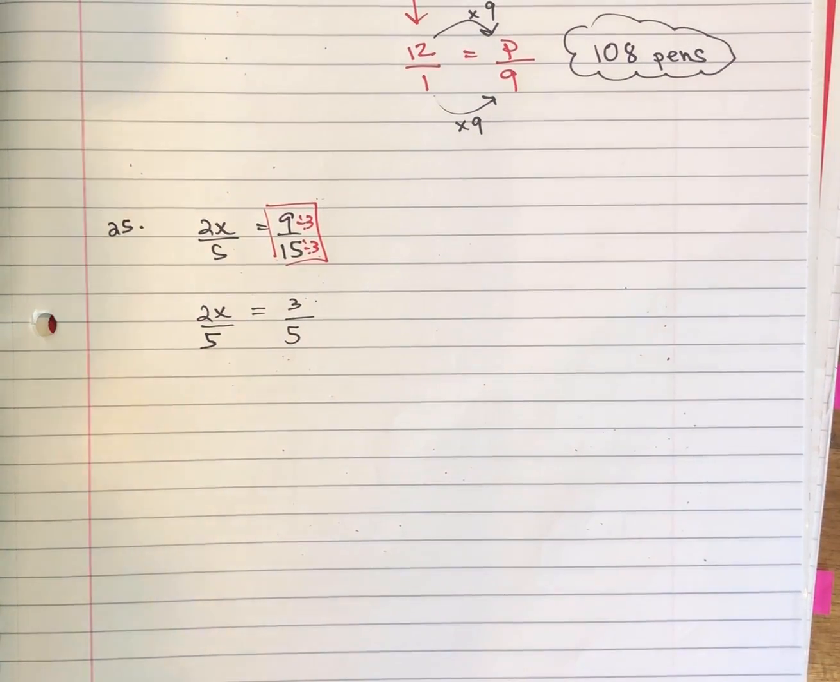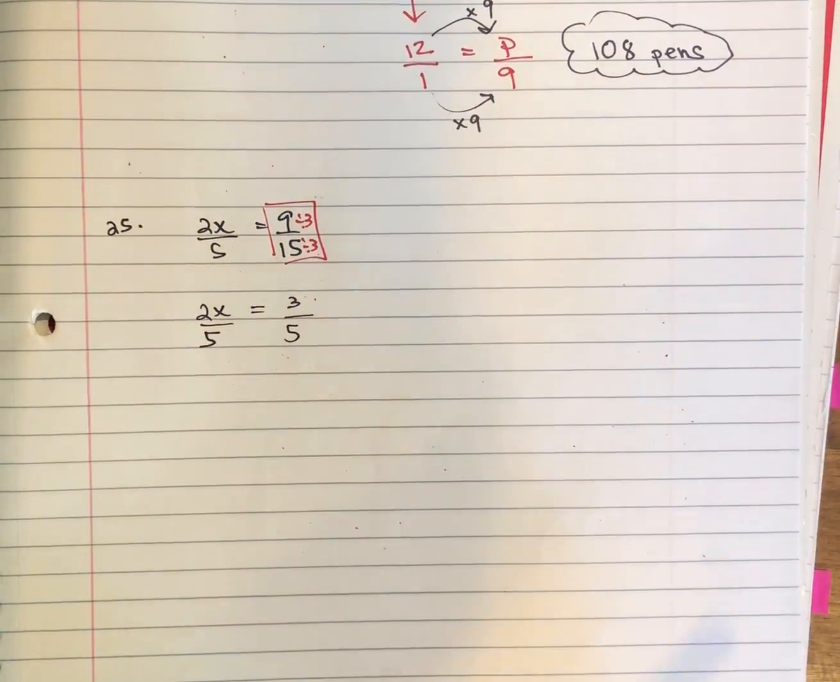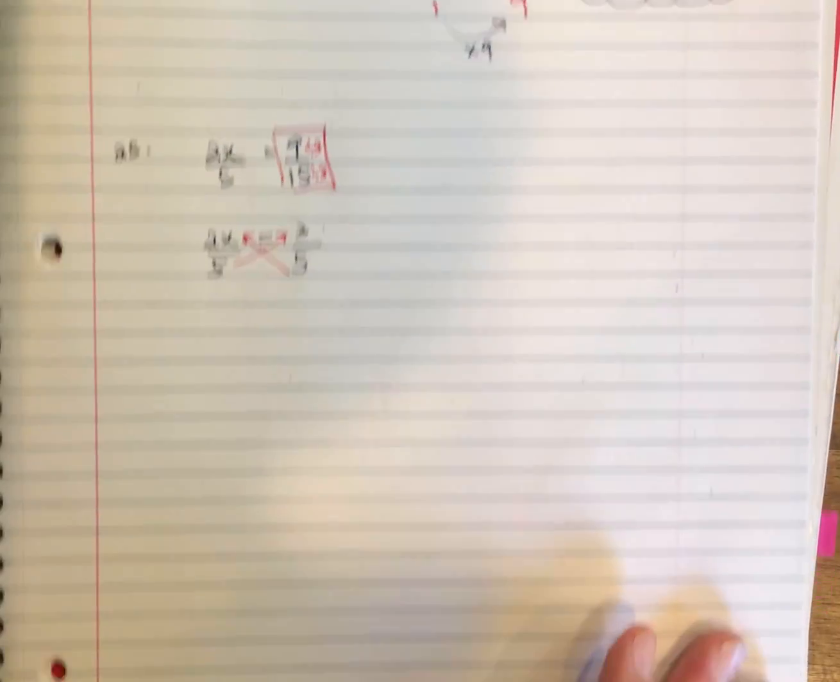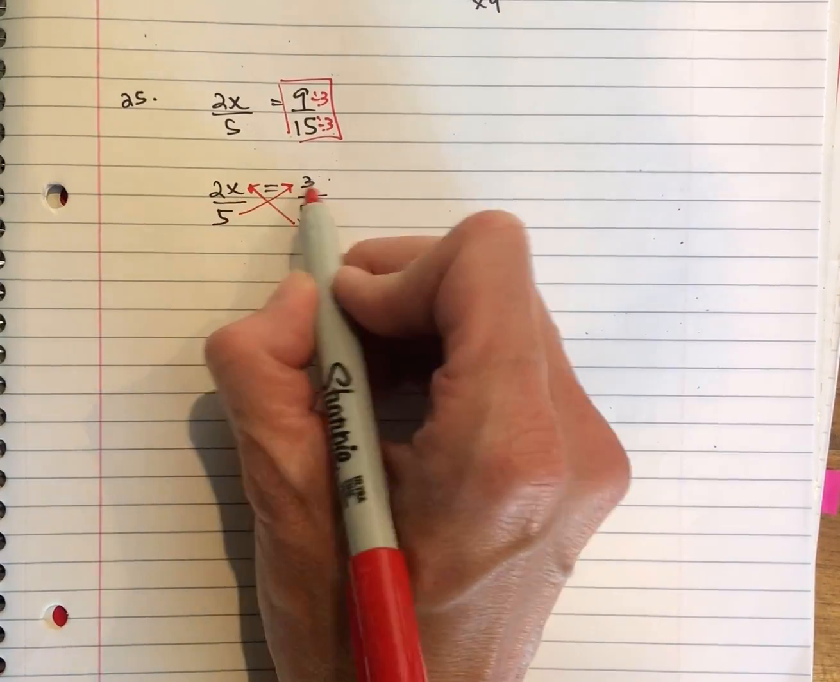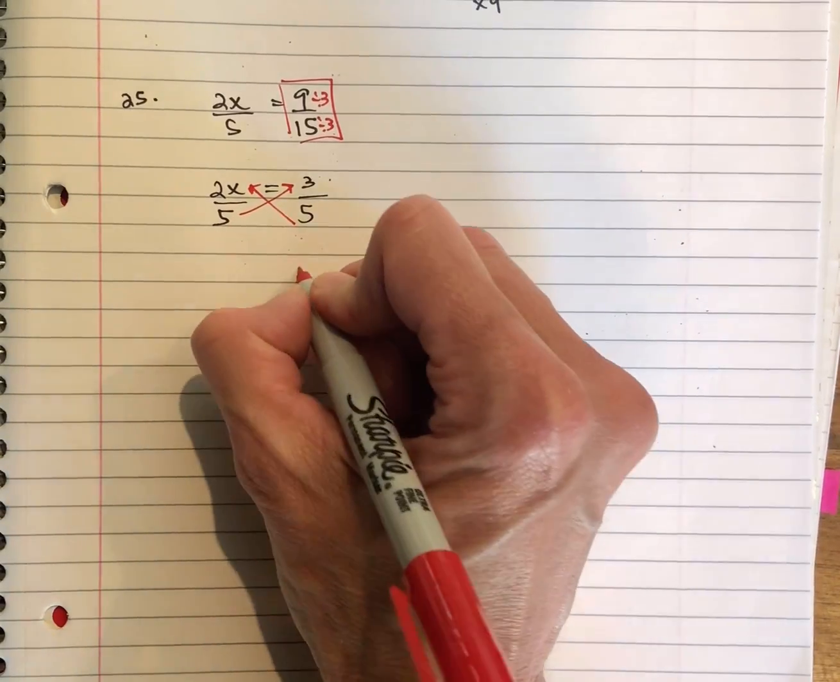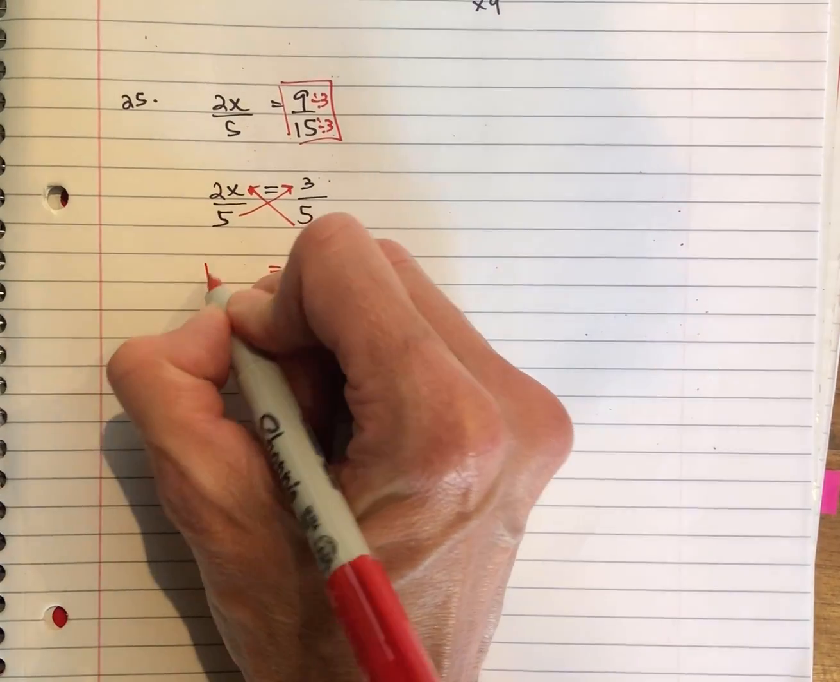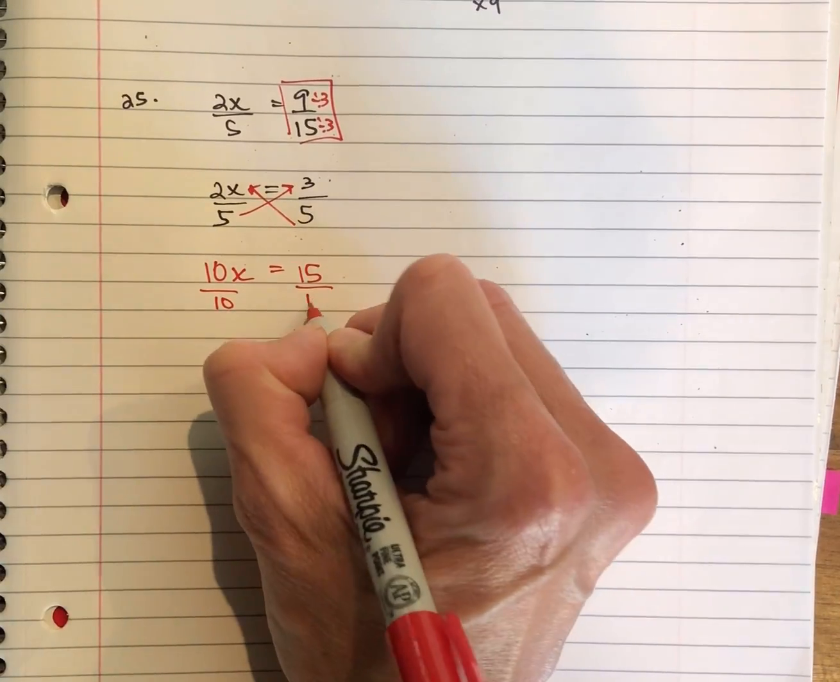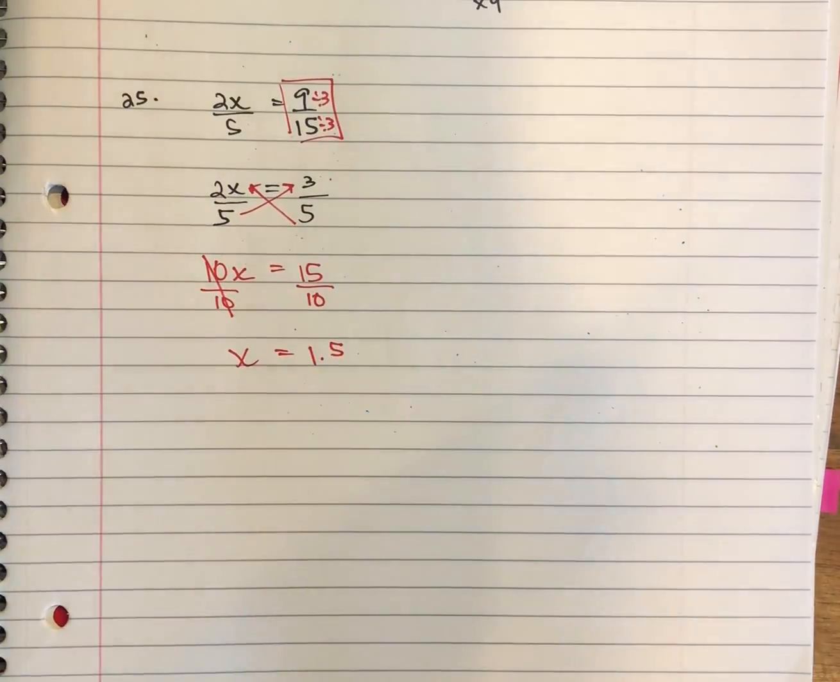And then from here, I would use cross products, okay? Some of you might see to eliminate the denominator because the denominators are equal. If you don't, just don't even worry about it and use your cross products, okay? So when we use cross products, remember they're always equal when our ratios are equal. So 5 times 3 is 15, okay? 5 times 2x is 10x. Now we can solve our equation by dividing by 10, and we get x equals 1.5. Okay?